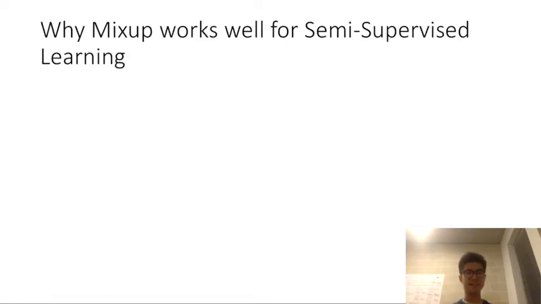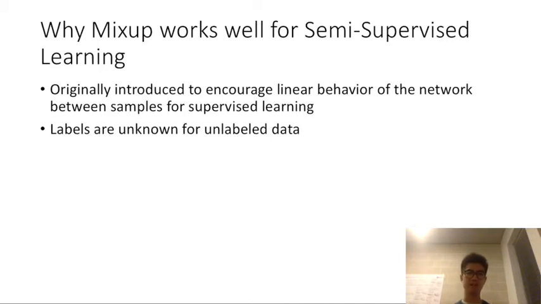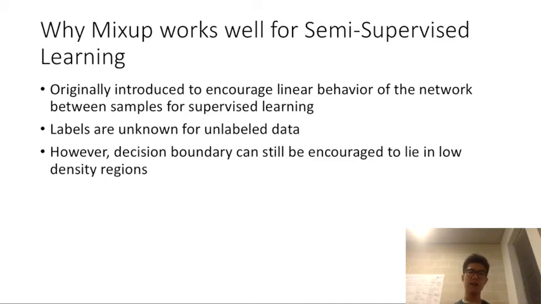So why is that the case? Going back to the original motivation of this method, it was introduced to encourage linear behavior of the network between samples for supervised learning. And this was by Occam's razor. But we don't know the labels for unlabeled data. However, going back to the low density separation assumption, the decision boundary can still be encouraged to lie in low density regions as long as we have a lot of data points. So this turns out to work very well for semi-supervised learning.